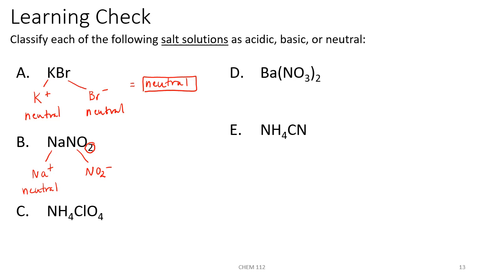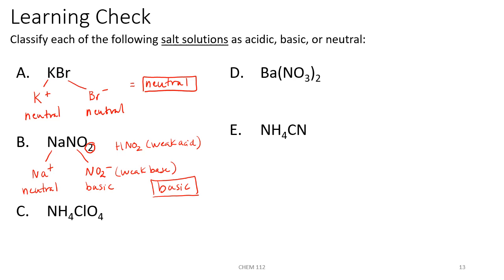And our NO2 minus would come from an acid like HNO2, which is nitrous acid. That's a weak acid. So nitrous acid is weak, and that means that its conjugate base is a weak base. Since NO2 minus is a weak base, it will contribute basic properties. And since we have one that's neutral and one that's basic, overall the solution will have a pH of greater than 7 and be basic.